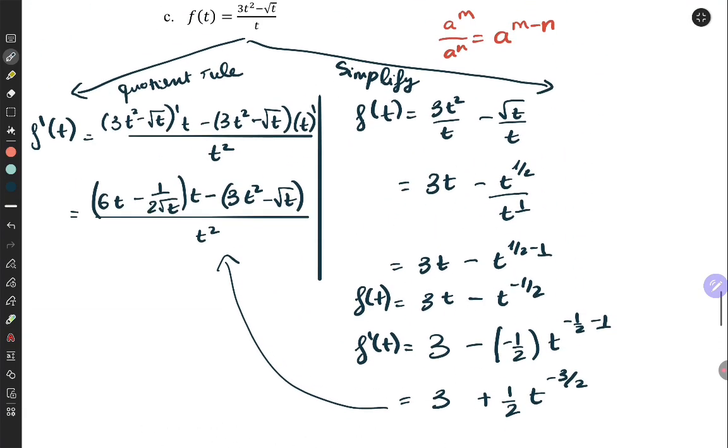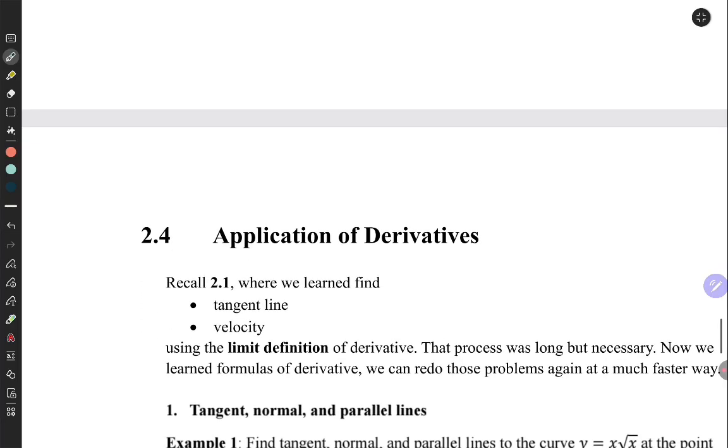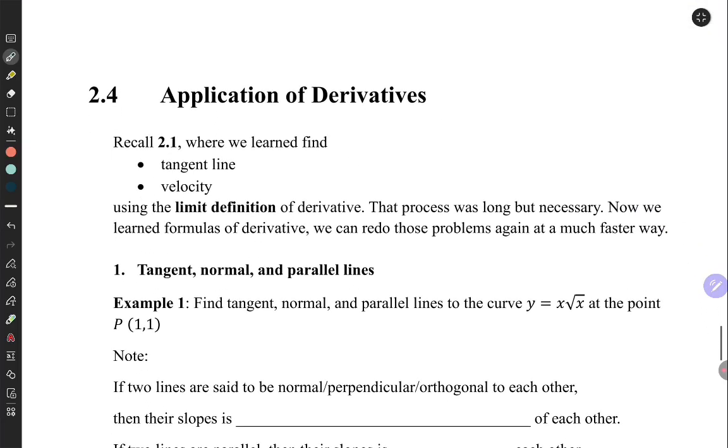Okay. Any question before I move on? 2.4. Application. Go back to those two things again: tangent line and velocity. We're going to redo 2.1. In 2.1, we found the tangent line and the velocity using the limit definition, both of them. For this one we find the slope, technically we're looking for the slope. And for this one we're looking for the velocity. Looking for both of them. What did we do? We do this.